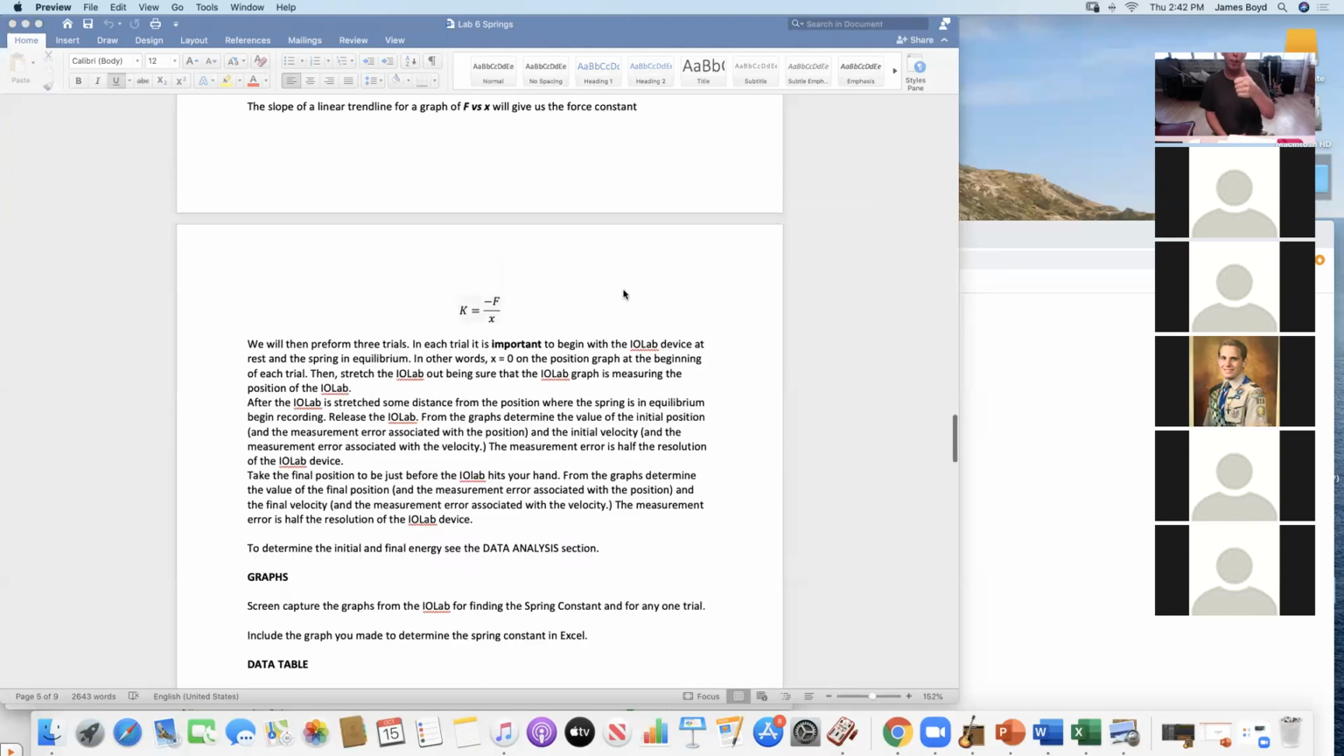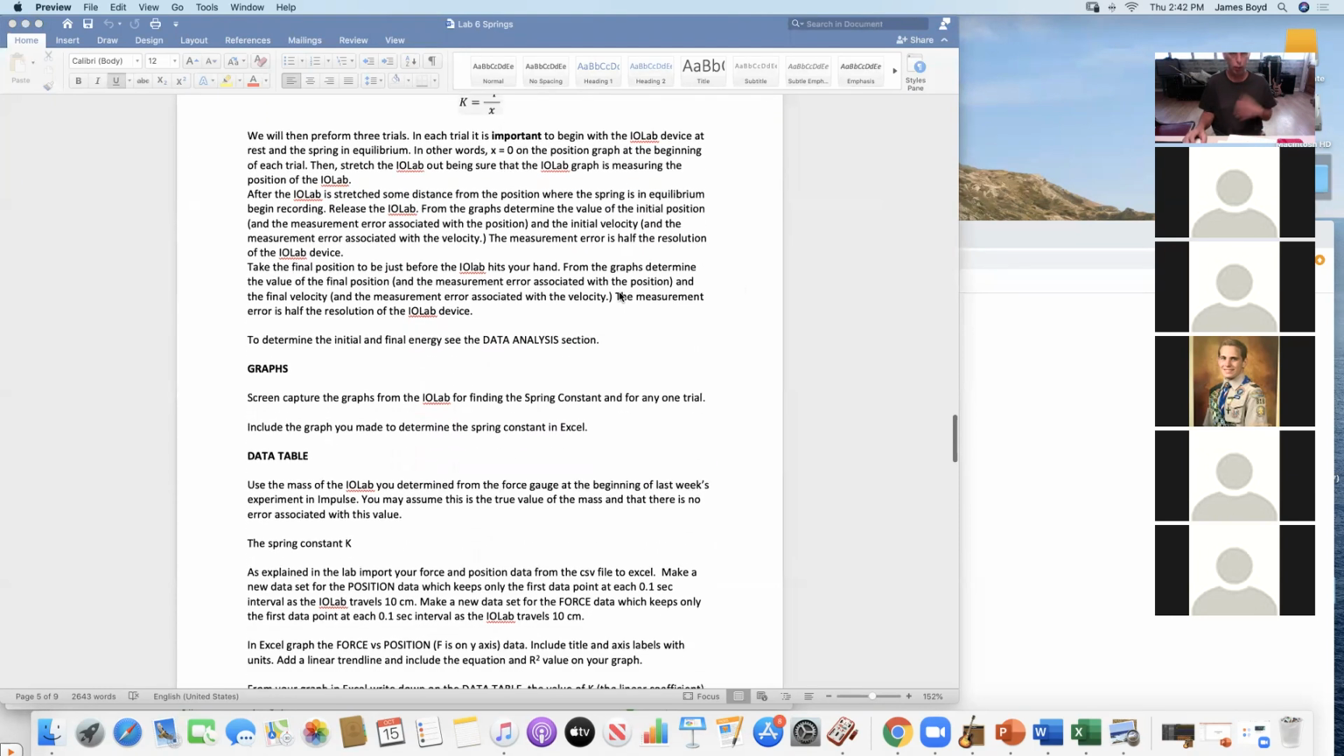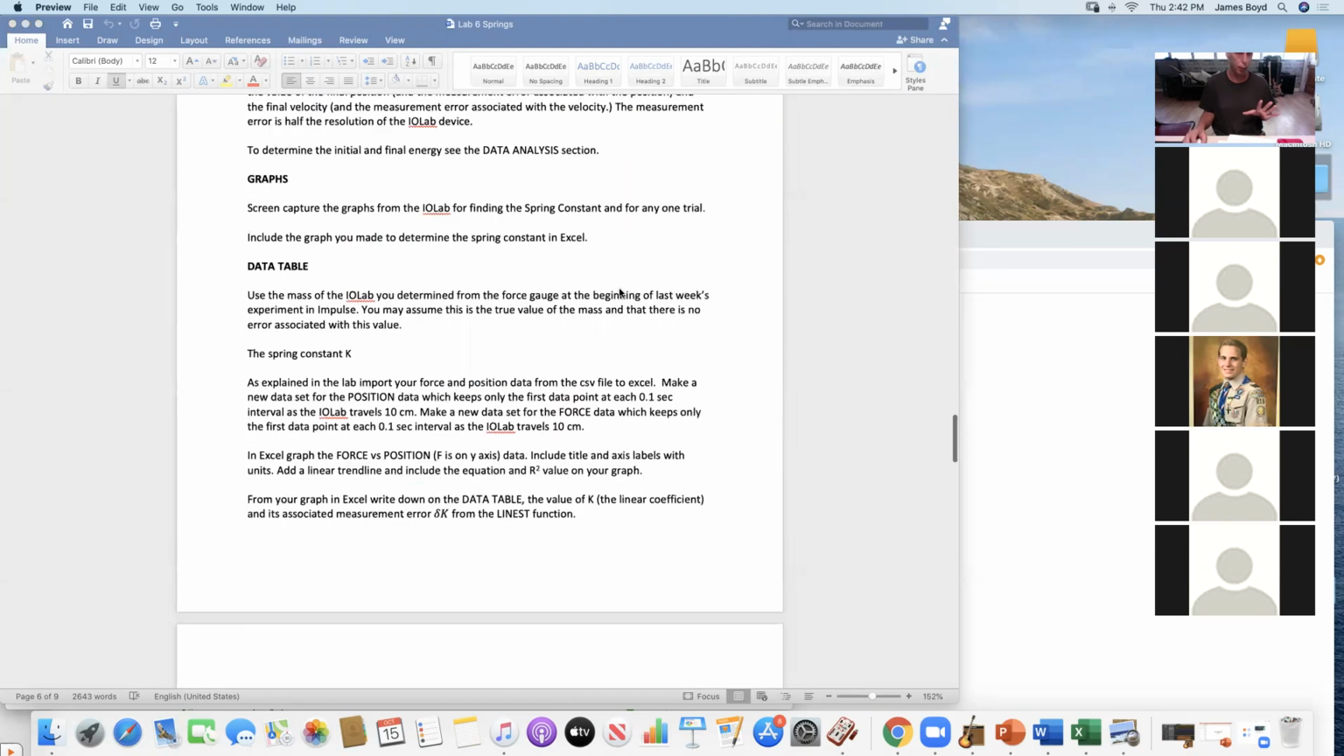I want a graph of force versus X that you can show me that you got K off of, with a trend line and with R squared value. I want a picture of the iOLab data that you used to get that. Then on your data table.